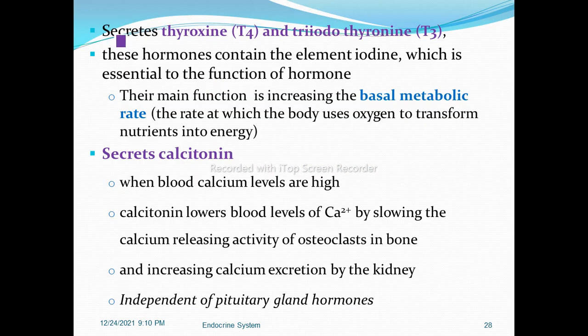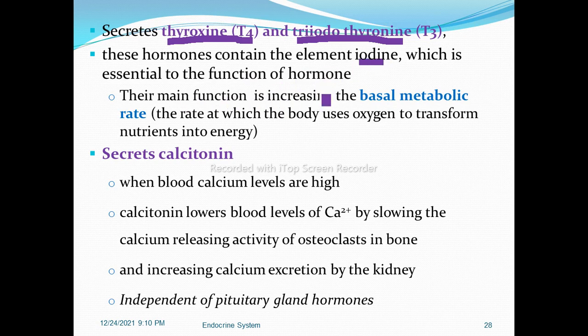By the way, the thyroid gland secretes two principal hormones. The one is thyroxine or T4. The other is triiodothyronine or T3. So these are very important hormones secreted by the thyroid gland, T4 and T3. These hormones contain the element iodine, which is essential for the function of the hormone.